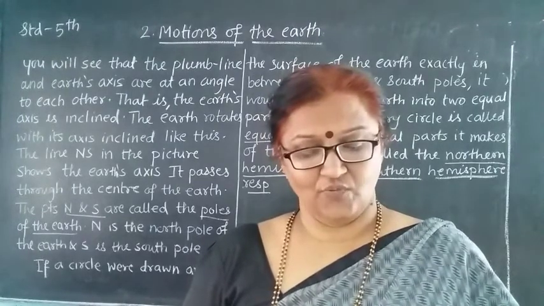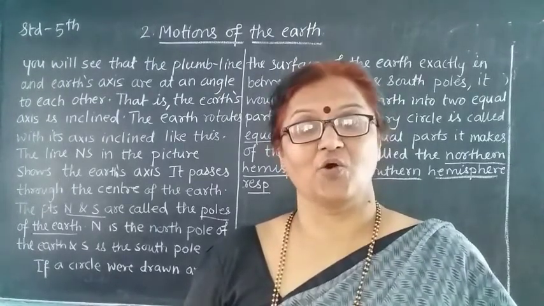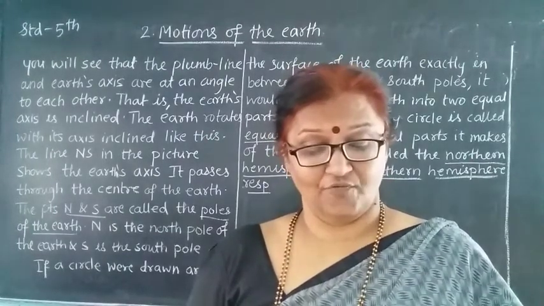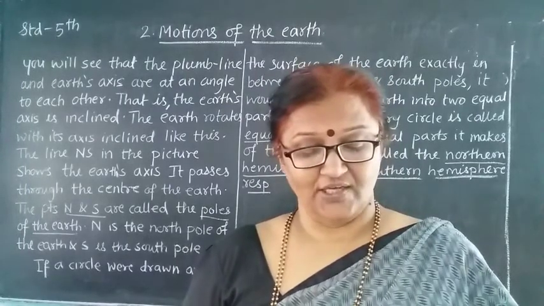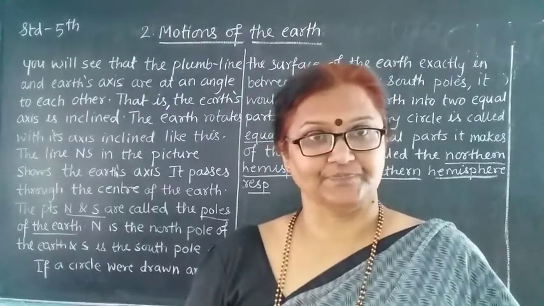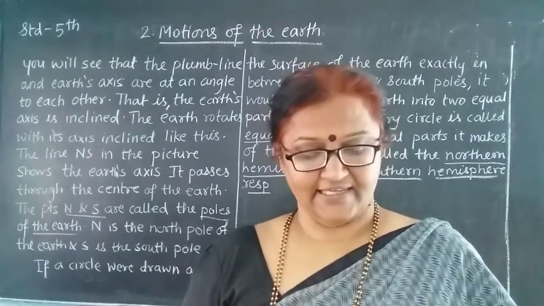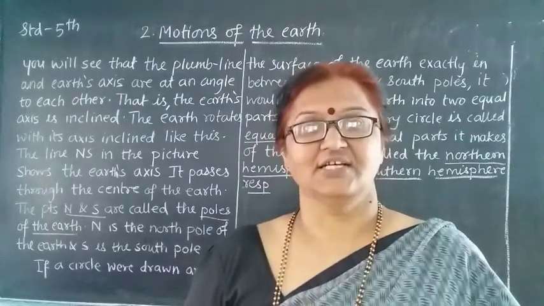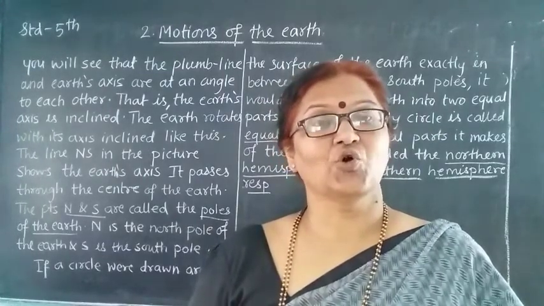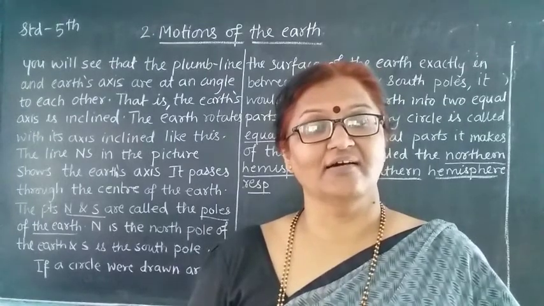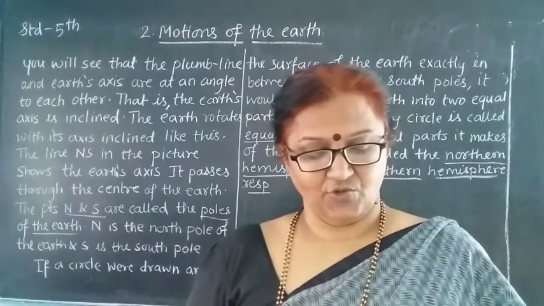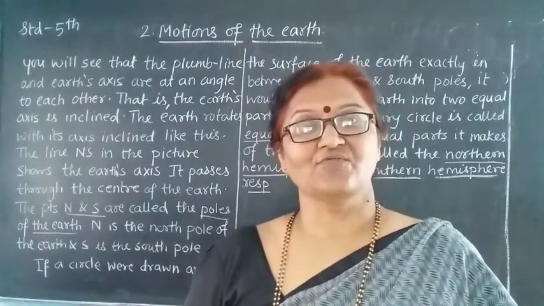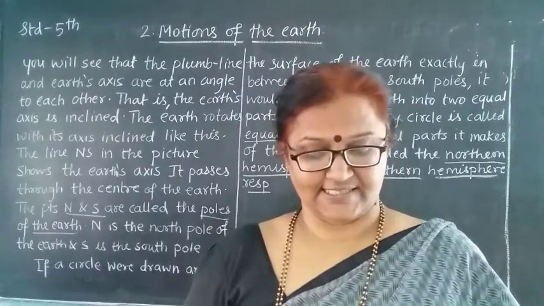Now looking at the globe from the direction of the north pole, what you have to do? You have to look at the globe from the direction of the north pole. Turn it anti-clockwise. This is how the earth rotates. Now whenever you turn this globe anti-clockwise, this is how the earth is rotating. It rotates from west to east.